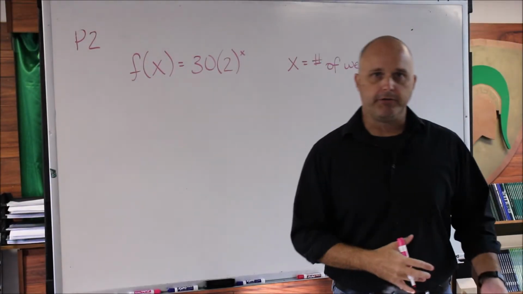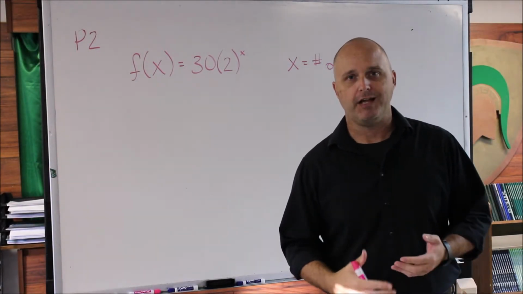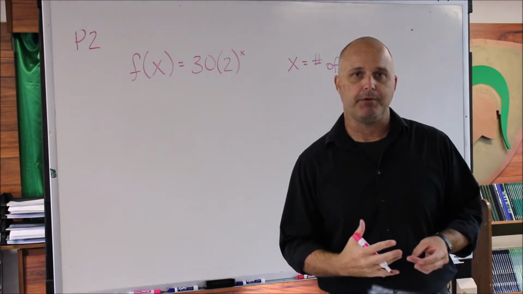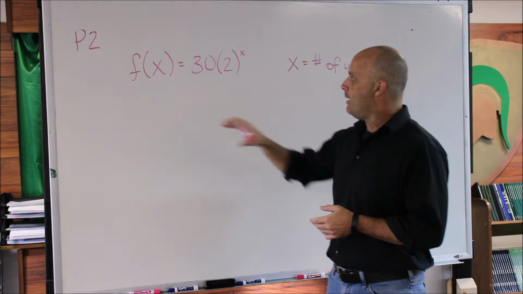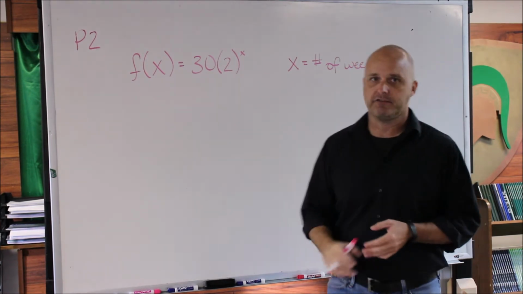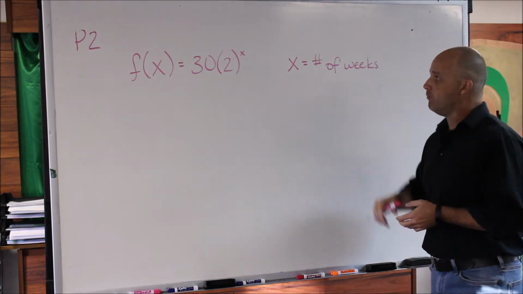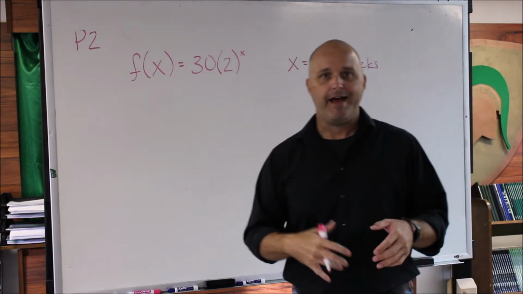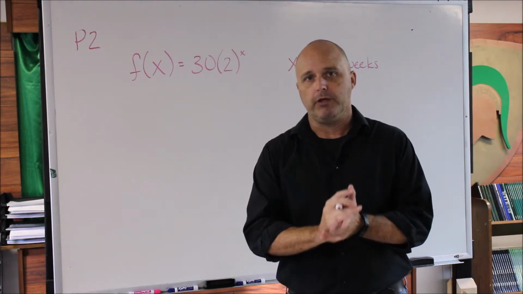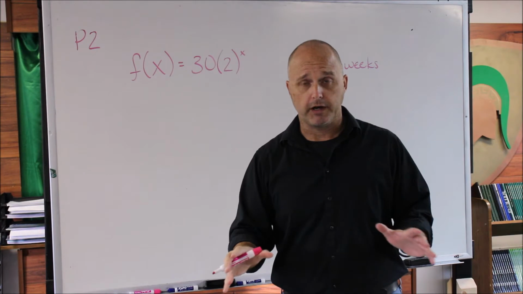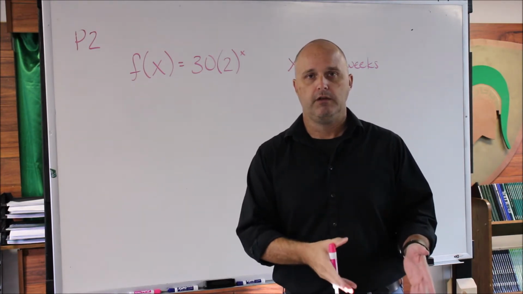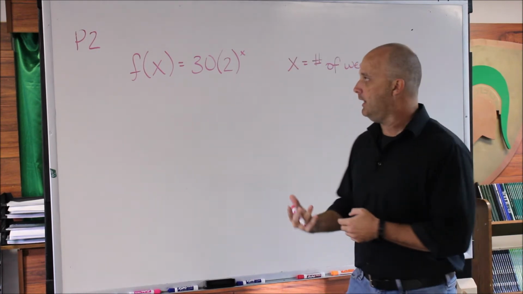For problem number 2, we're given a word problem about the population size of a particular beetle. And we're told that if we start with 30 beetles, we're going to have a population that follows this exponential model of 30 times 2 to the x, where x is the number of weeks. So it wants to know, how many beetles will there be after 56 days? Before we even start working on this problem with the exponential model, we've got to convert 56 days into weeks. So we do 56 divided by 7 gives us 8 weeks.